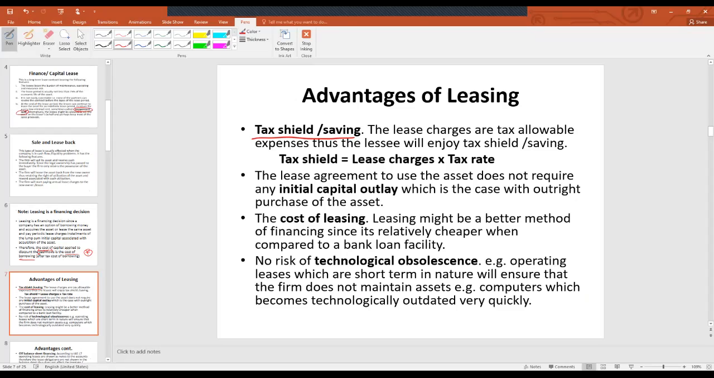Okay, the same as we had in the case of capital allowances. These are tax deductible expenses. Therefore, there's tax saving that you'll be earning as a company. Of course, definitely, since you're taking a lease option, the initial cash outlay is very minimal.